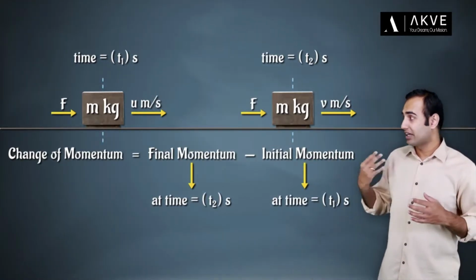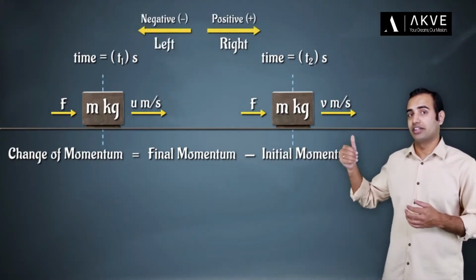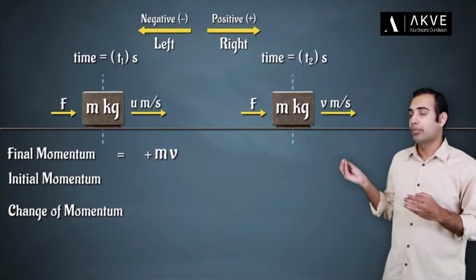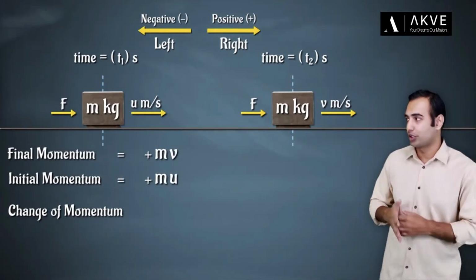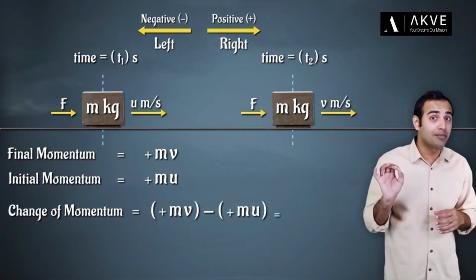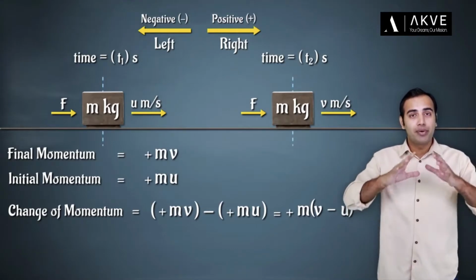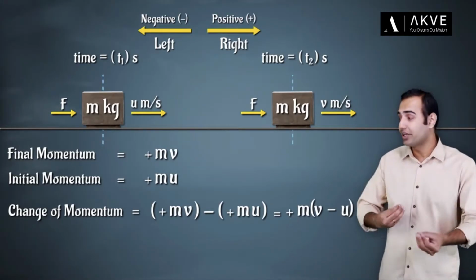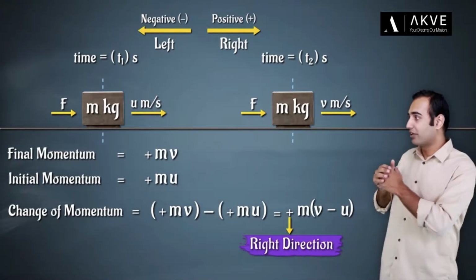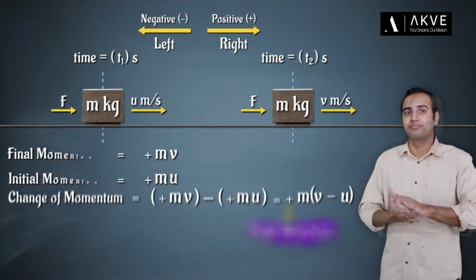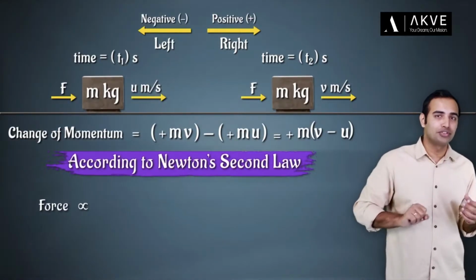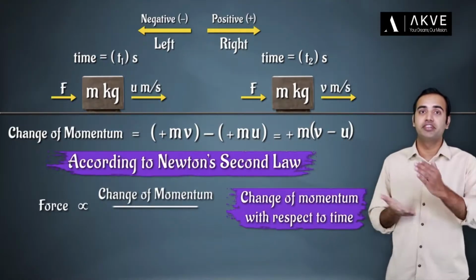So, assuming my sign convention to be right side positive and left side negative, my final momentum comes out to be plus mv, and my initial momentum comes out to be plus mu. You can already verify it from the diagram. So this value ultimately becomes m times (v minus u). Now pay attention that I've already included directions into the value of change of momentum, because I've already considered their respective signs. Now Newton's second law says that force on this block is directly proportional to the change of its momentum with respect to time.